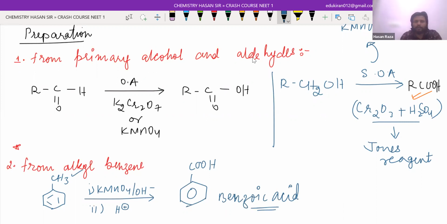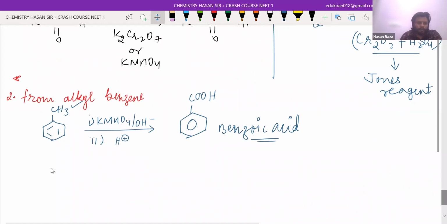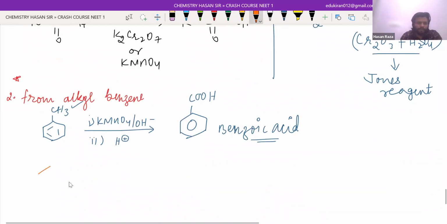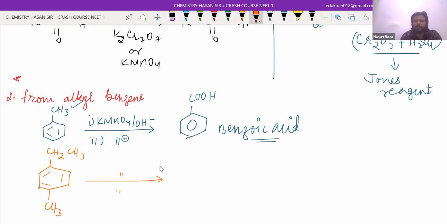So please do write. And I'm going to give you a question on this. There is CH3 here and then there is CH2. If you treat with the same reagent, you know what will happen? This carbon, which is connected to the benzene, will be oxidized to the carboxylic acid.